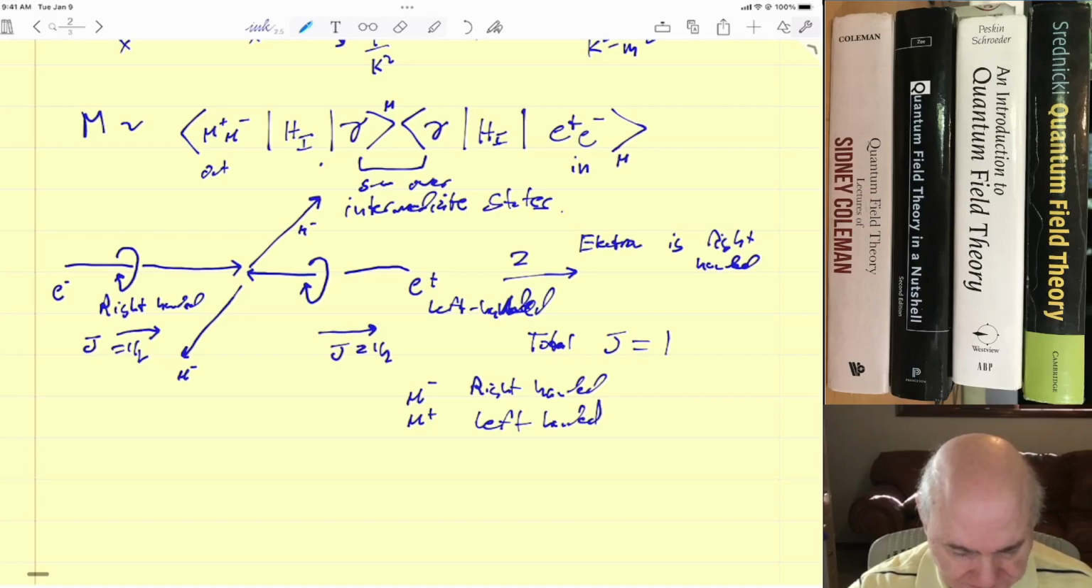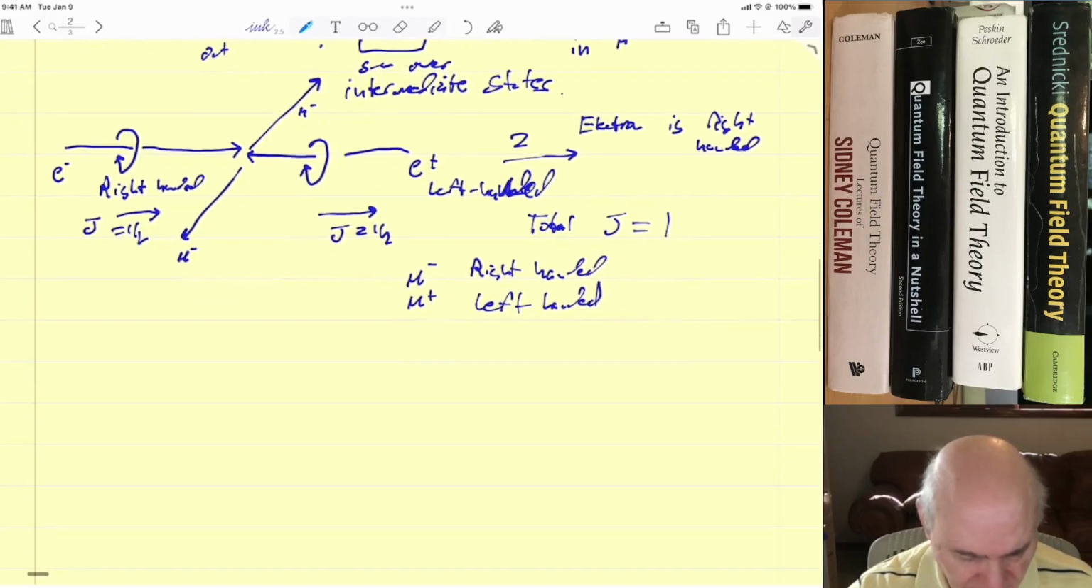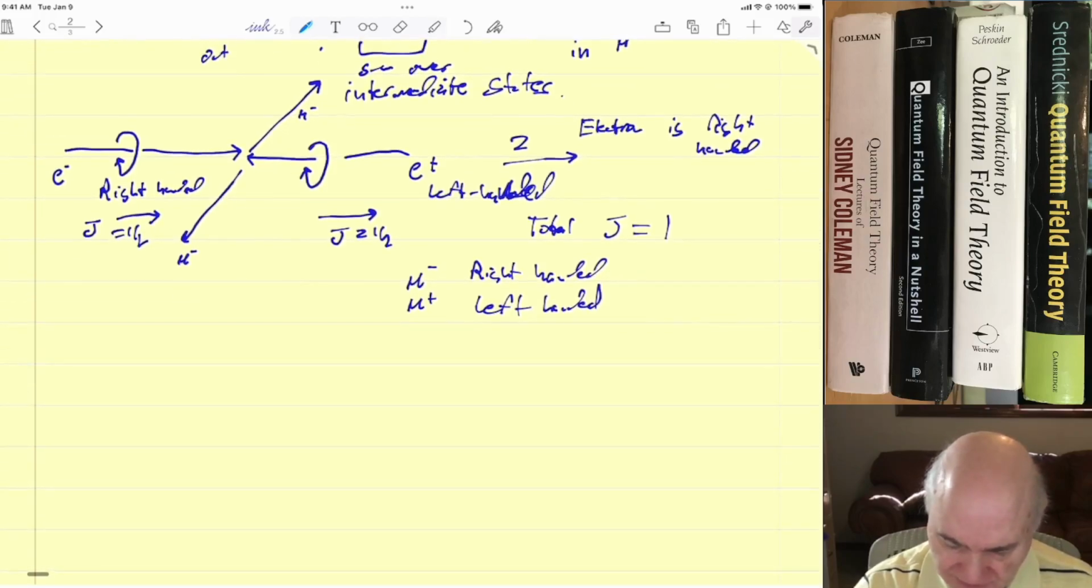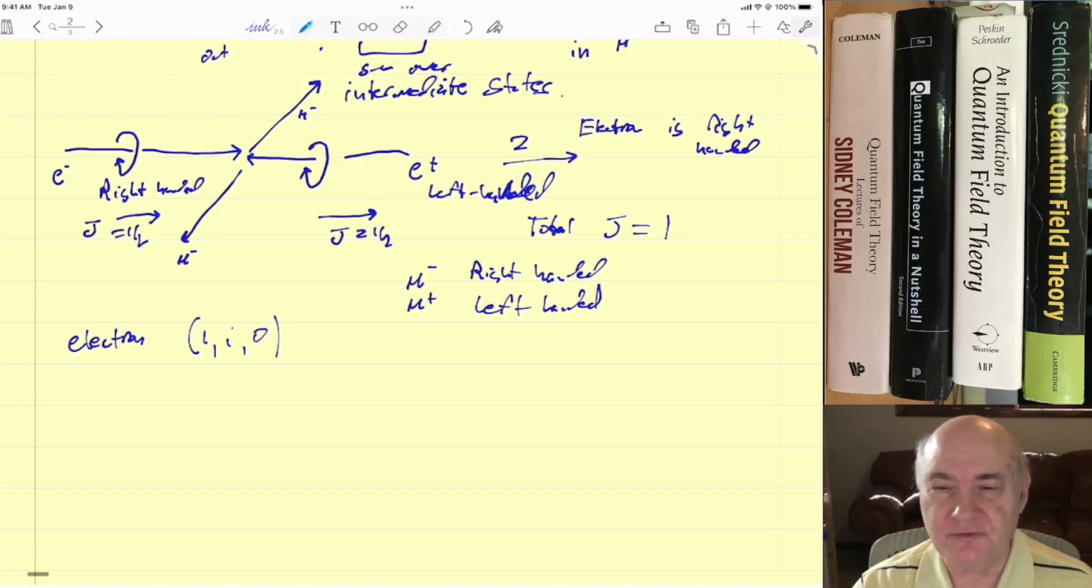we're going to get that the polarization vector for the electron is going to be 1, i, 0. Now, a lot of students see that and they say, where did that come from? I have no idea what they're doing here. But actually, they've seen this before, and I'm going to show you where it comes from, because some people don't remember this.